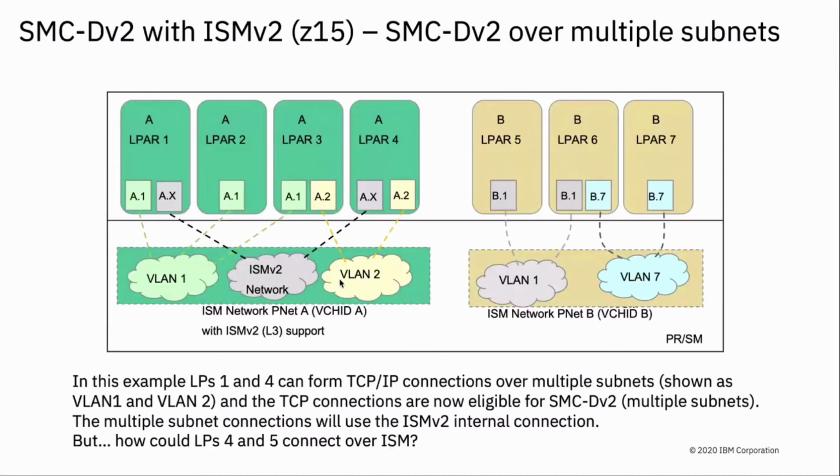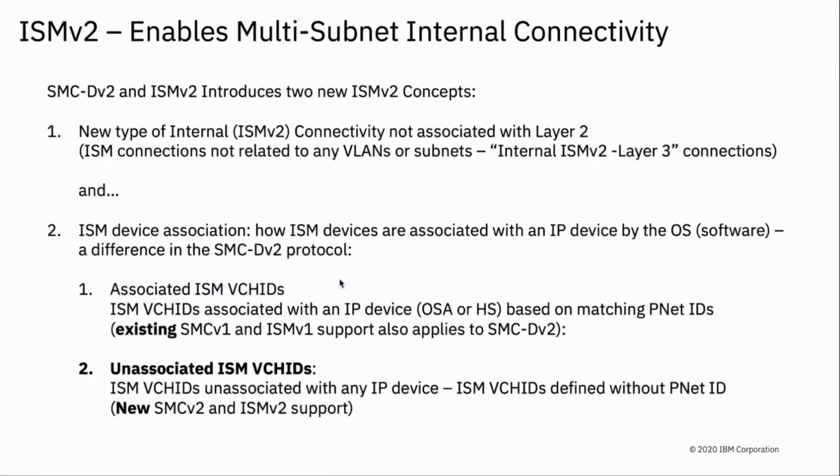I still have association. But what we recognize is that since the ISM connection is not associated with a physical network or a layer 2 LAN anymore, we can also support unassociated VCHIDs. They don't have to have a PNetID. That really does provide some usability enhancements, and it also allows the architecture to recognize, I don't really care what your IP device is. So this provides some additional flexibility, but you'll have to start recognizing this terminology called associated and unassociated VCHIDs. Associated means you have a PNetID. Unassociated says, I'm not associated with any PNet.